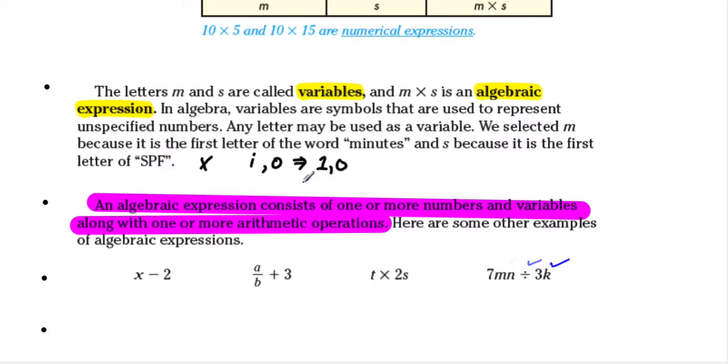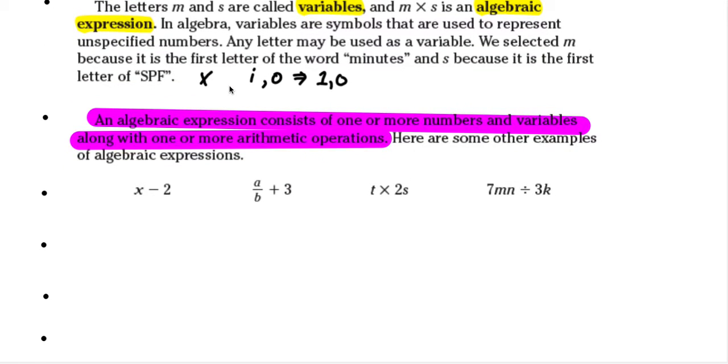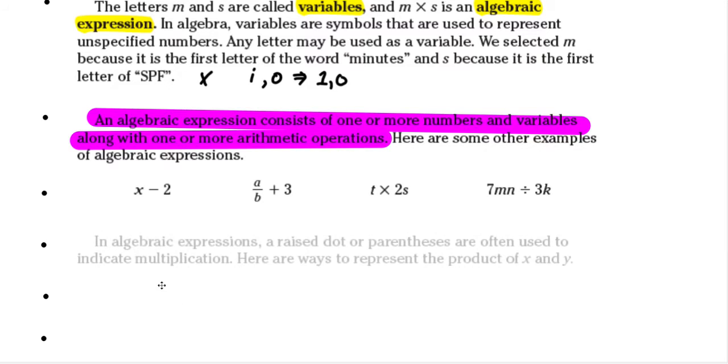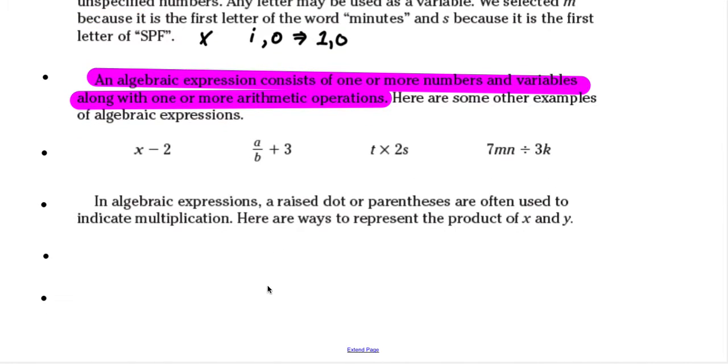Now let's discuss how we use symbols in algebra for multiplication. In an algebraic expression, a raised dot or parentheses are often used to indicate multiplication. Here are ways to represent the product of x and y: xy, x times y, x(y), (x)(y), (x)y, and x times y. These are all ways to represent the product of x and y.